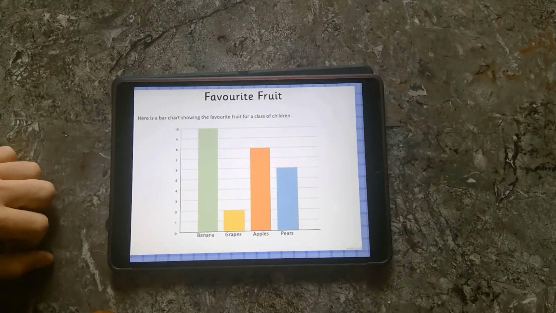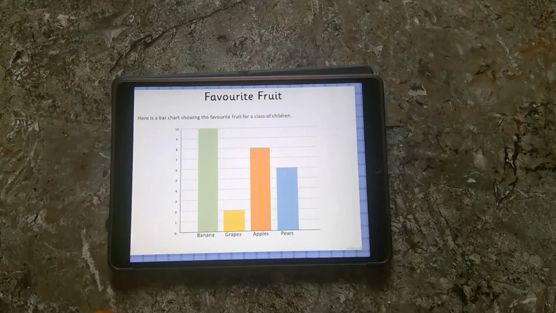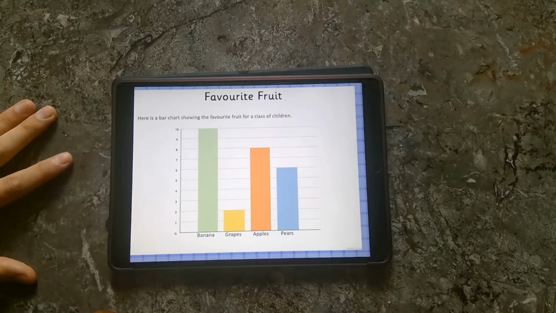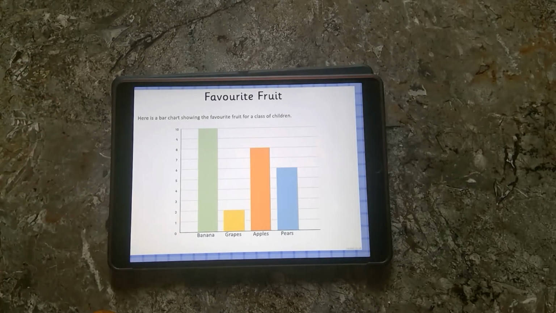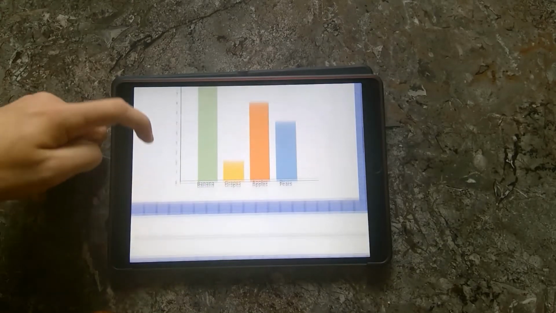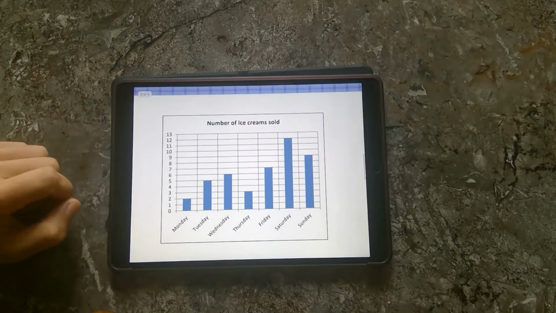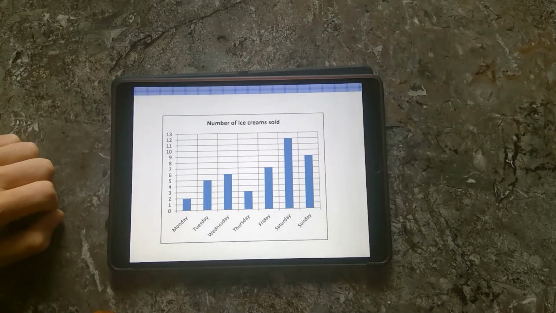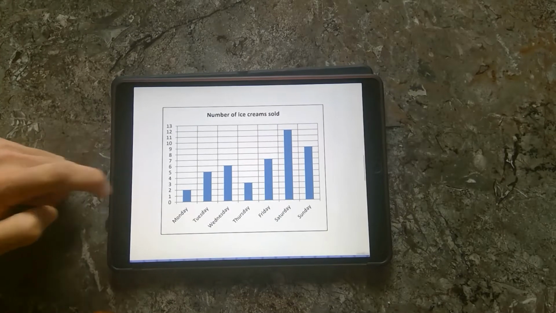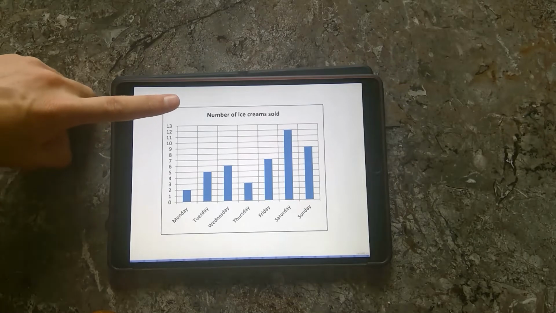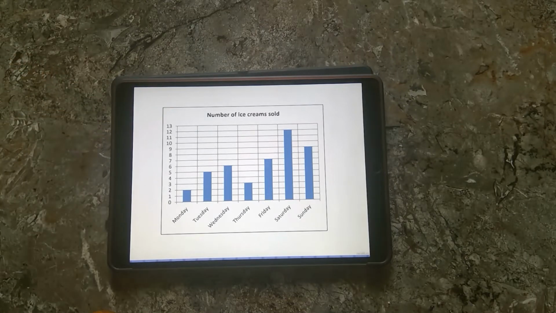The next example is something about, well, not fruit. And what I want you guys to do is look at this, we're going to talk about it, and you're going to answer 3 questions on it. And that is on the PowerPoint. So let's have a look at it first, we'll discuss it, and then you can go to the PowerPoint to answer the questions. So this one, the title, as we can see, is about number of ice creams sold.